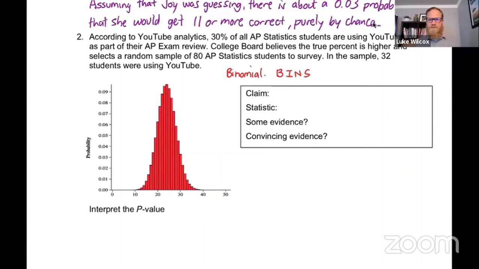So let's just check those real quick. Okay, for B, each trial is binary as either a success or a failure. Well, a success here would be that the person's using YouTube, and a failure is that they are not. So that condition is met.